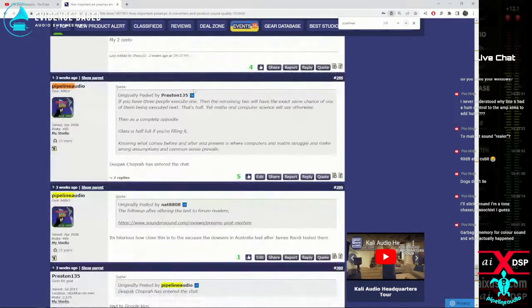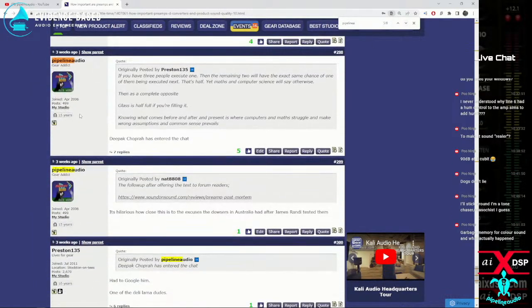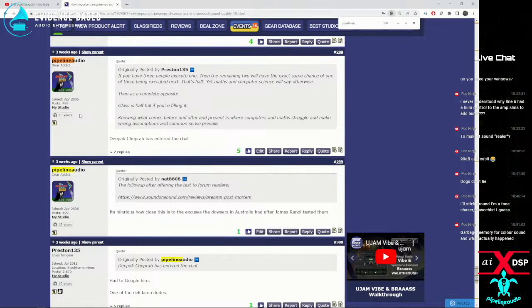Let's see. So somebody else, Preston135 says, if you have 3 people execute one, then the remaining 2 will have the exact same chance of one of them being executed next. That's half. Yet maths and computer science will say otherwise. What? Why? Then as a complete opposite, glass is half full if you're filling it. Knowing what comes before and after and present is where computers and math struggle and make wrong assumptions and common sense prevails. All right, none of that means anything. So I just said Deepak Chopra has entered the chat.